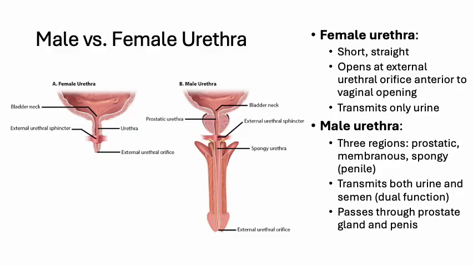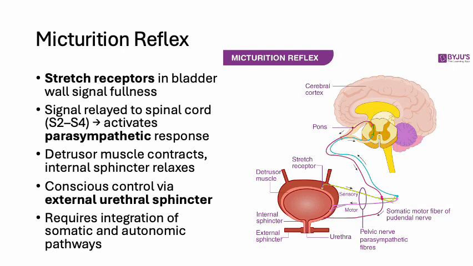While both sexes have a urethra, their anatomy and roles differ significantly. The female urethra is shorter and opens just in front of the vaginal opening, solely for urination. In males, the urethra is longer and segmented into the prostatic urethra, the membranous urethra, and the spongy regions. It not only conducts urine, but also serves as a passageway for semen during ejaculation, making it part of both the urinary and reproductive systems.